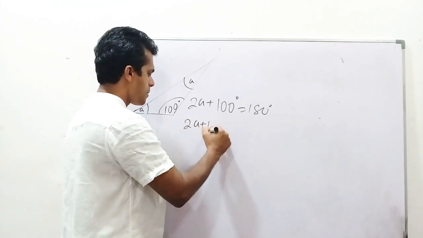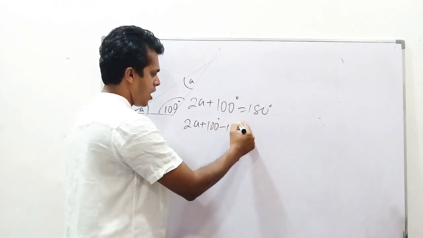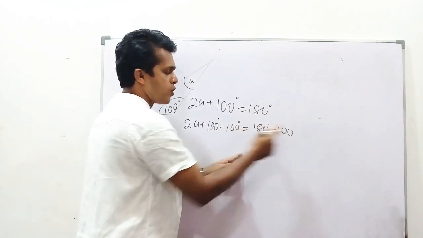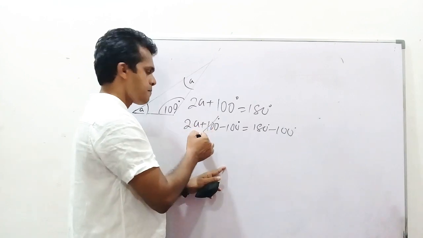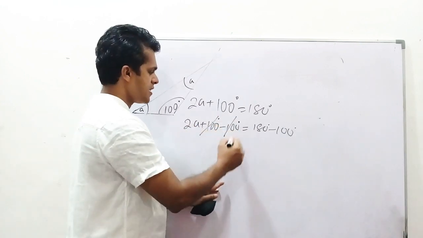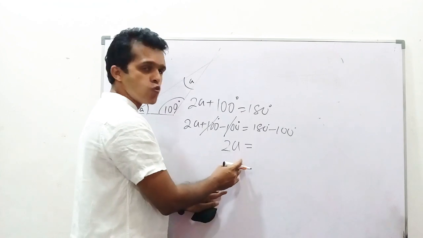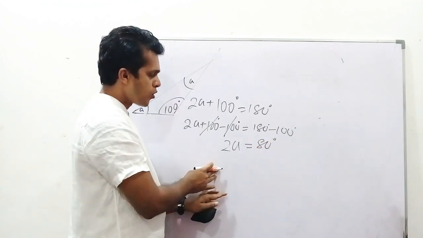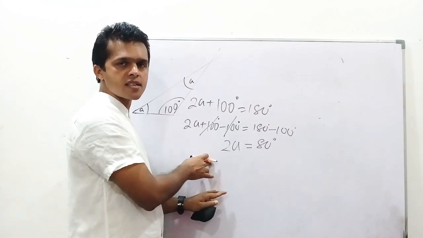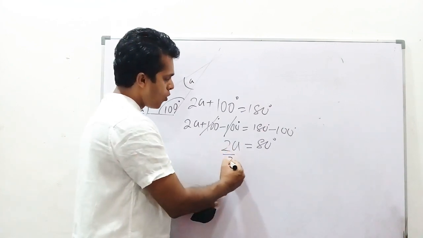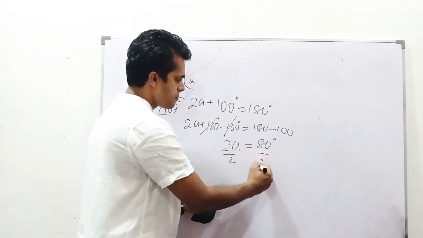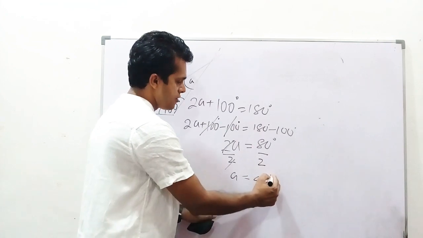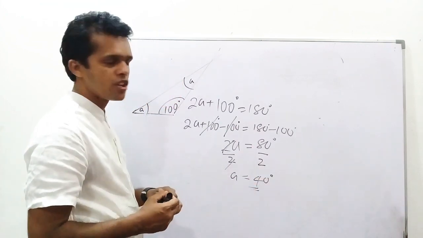So 2a plus 100 degrees, you have to subtract 100 degrees from both sides. Simplify plus 100 and minus 100. After that, 2a equals 80 degrees. Therefore, both sides should be divided by 2. The 2 and 2 simplify. So the value of a is 40 degrees.